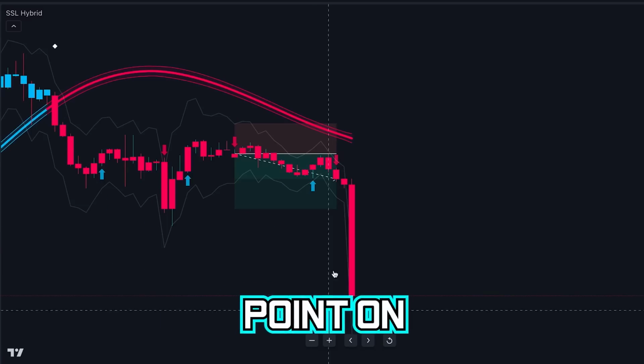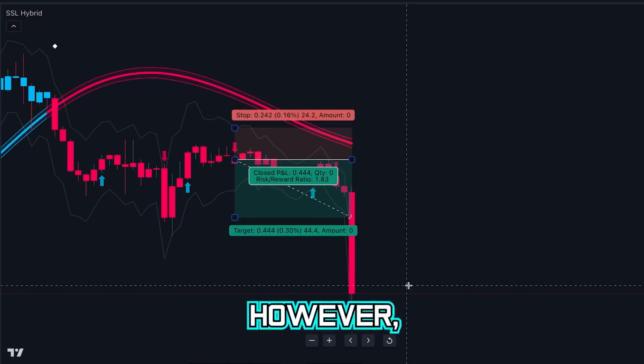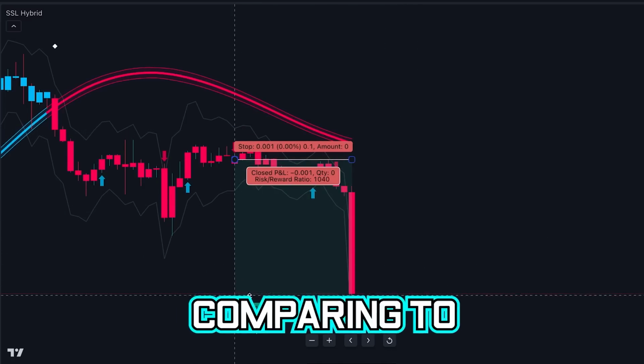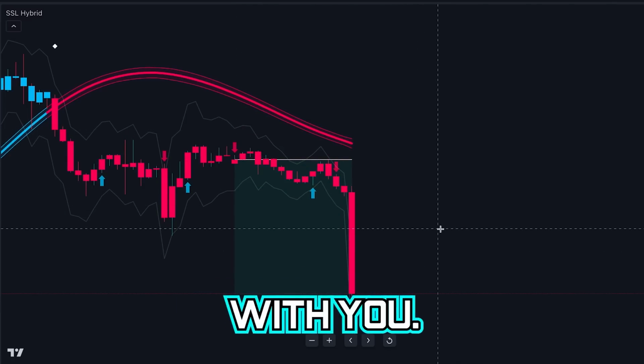This is a great starting point on how to use this indicator properly. However, it does not even come close to comparing to the next method we are about to share with you.